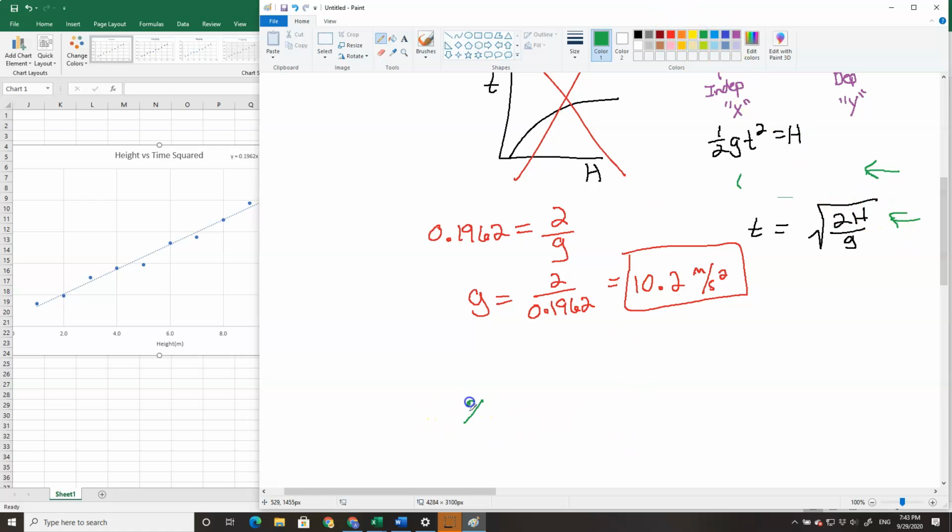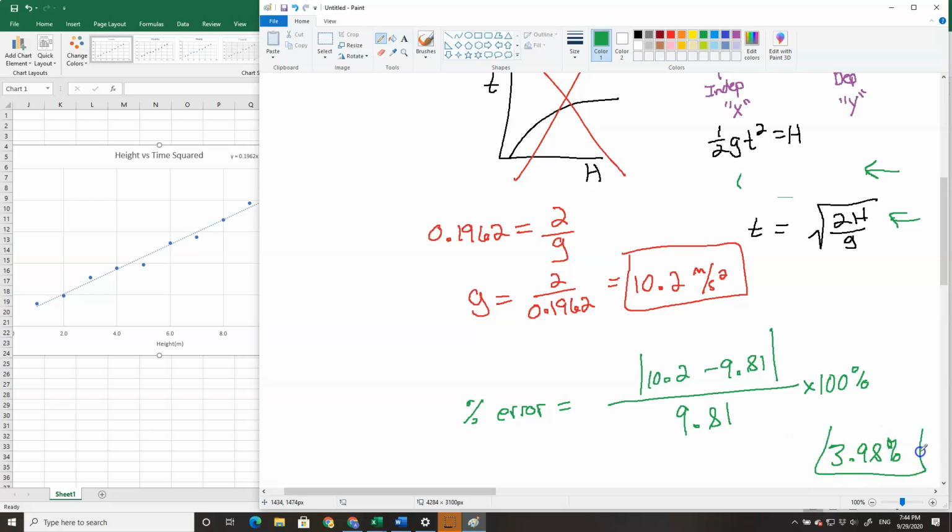The last thing is to calculate a percent error. To calculate a percent error, what we're going to do is take our value of 10.2, subtract the 9.81, and put it in absolute values because we want a percent error, so we don't care positive or negative. So force it to be positive by putting the top in absolute values. We divide it by the theoretical value of 9.81, and we multiply everything by 100%. So 10.2 subtracted by 9.81, divide the whole thing by 9.81, multiply by 100, I got 3.98%. So 3.98% would be the error for this lab.